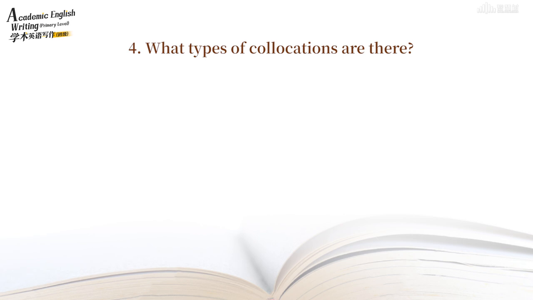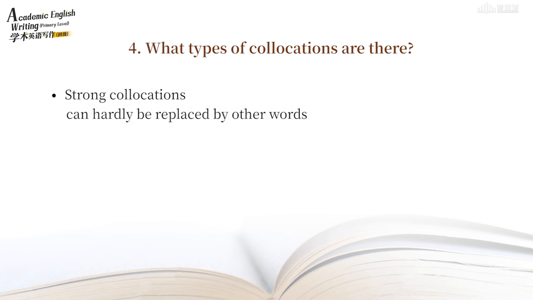So, what types of collocations are there? Collocations can be classified into strong and weak ones. Strong collocations are those with words that can hardly be replaced by other words. This means they are two words that almost always go together. The connection between them is so strong that there are very few other acceptable options to say the same thing.